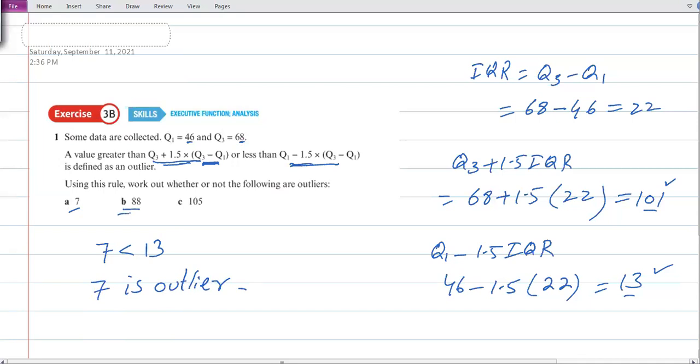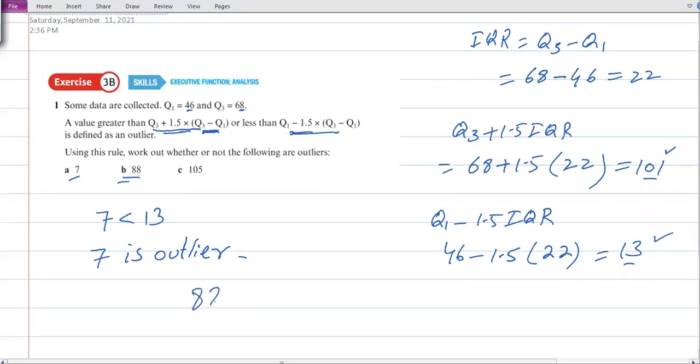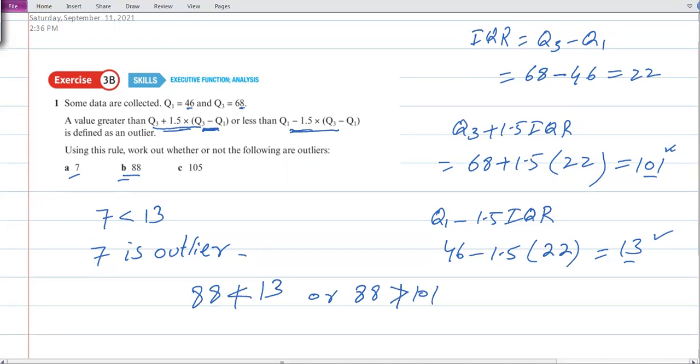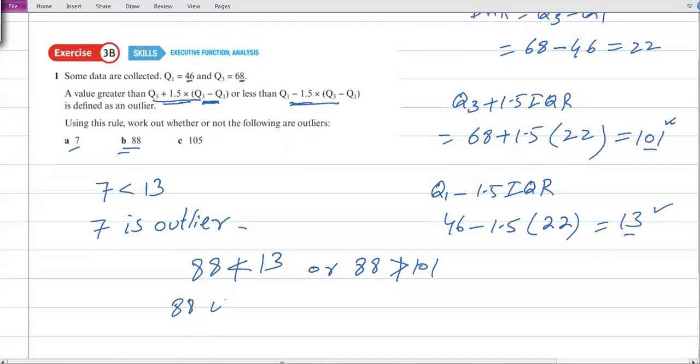And in the same way 88. 88 is neither greater than this one nor less than this one. So in this situation, we can say 88 is not less than 13 and 88 is not greater than 101, because an outlier should be greater than this one or less than this one. It means we will say 88 is not an outlier, because the reason for being an outlier is it should be greater than this value or less than this value. So it's not fulfilling either of these definitions. So that's why it's not an outlier.